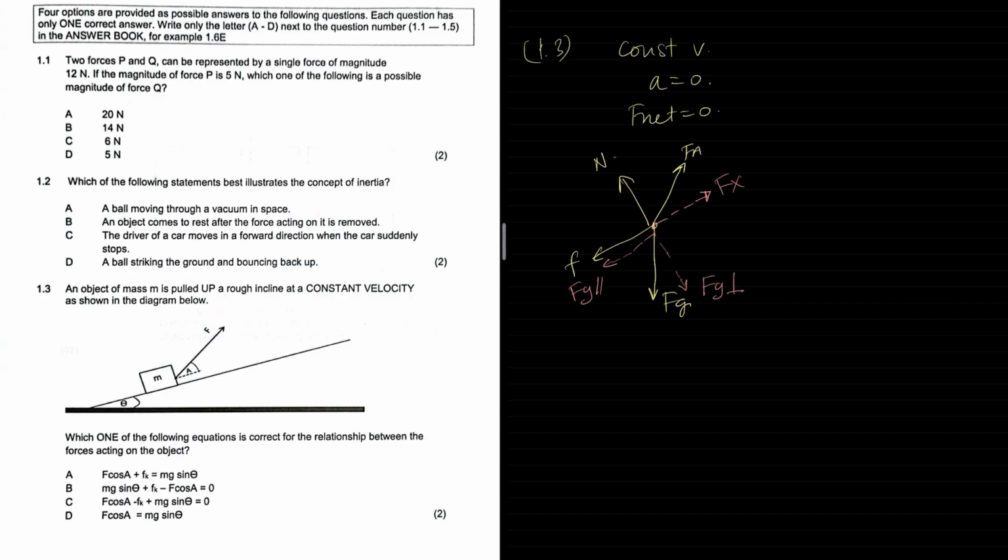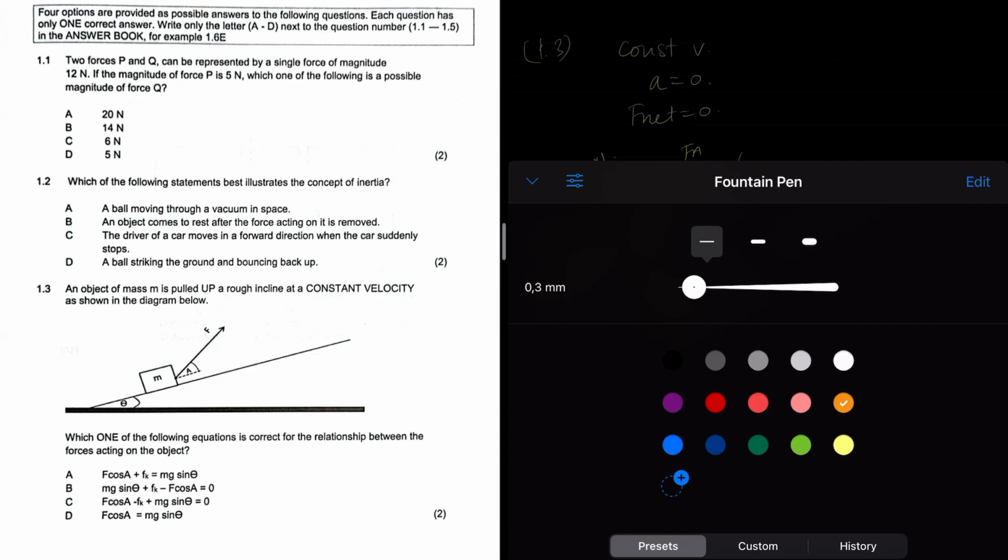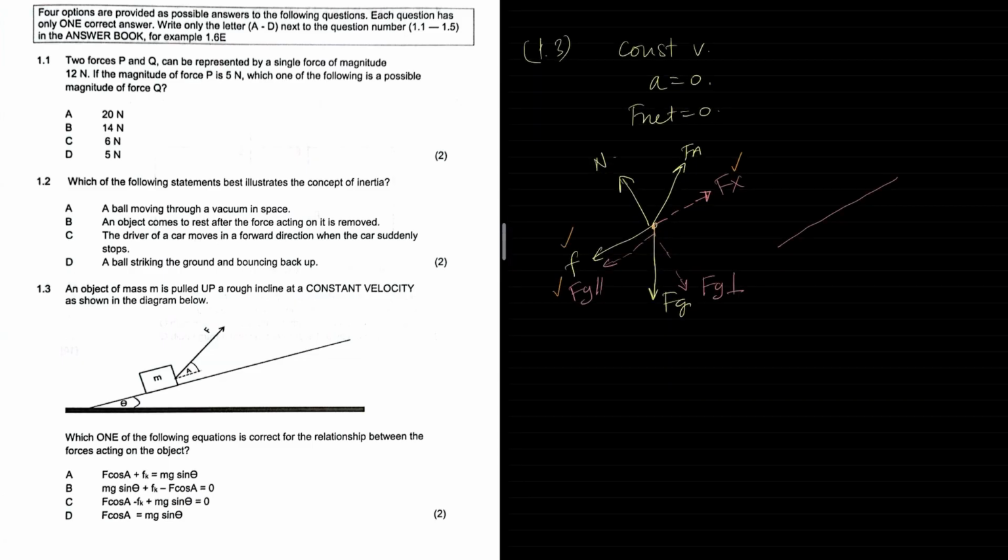Now, since this object is moving on the slope, we are simply interested in the forces acting on this plane. So the forces we're going to concern ourselves with are Fx, friction F, and Fg parallel. Because the F net is 0, those forces are going to equal one another. So we can write a statement like this. Assuming up the slope is positive, Fx is going to equal friction plus Fg parallel.